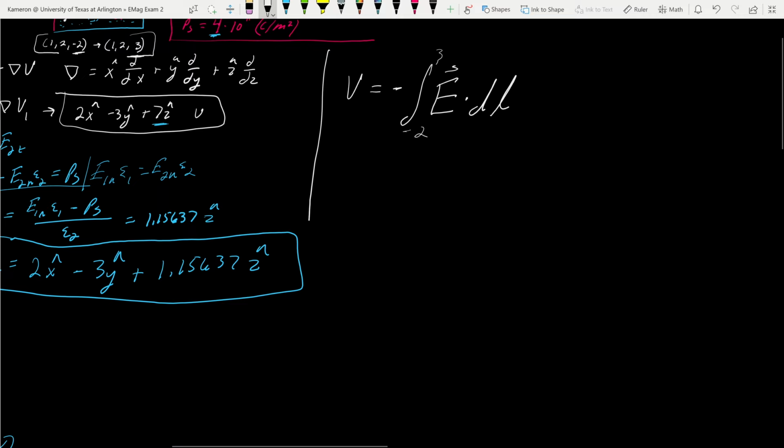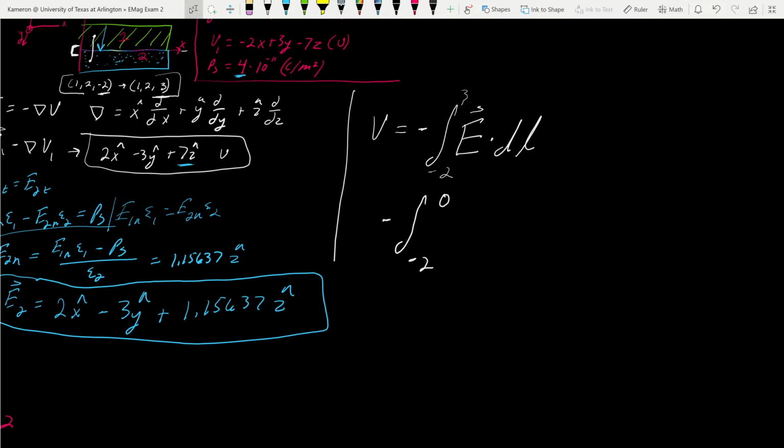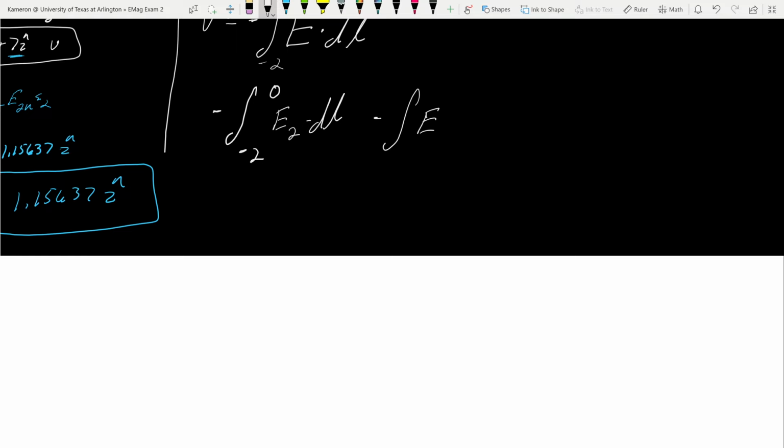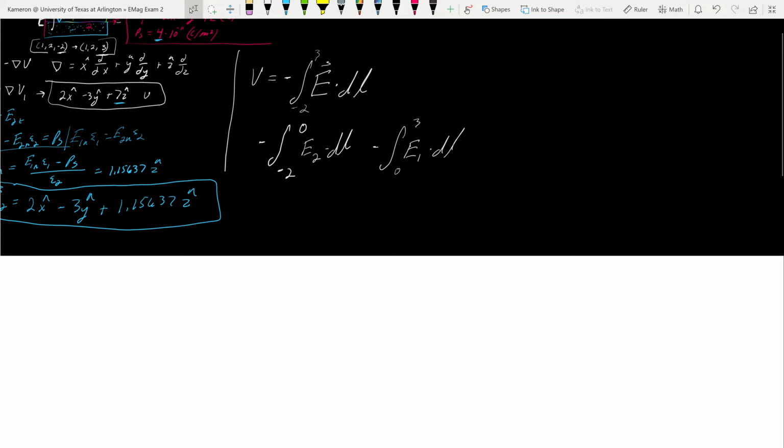With respect to E2, we'll start there, negative 2 to 0, this is where our conductive plate is. E2 dot dL, minus E1, from 0 to 3. Why is this not disappearing? Alright. Sorry, this keyboard's not disappearing. There it goes.